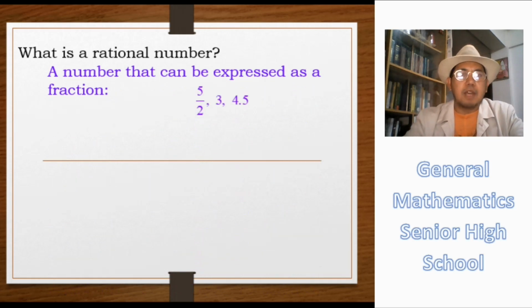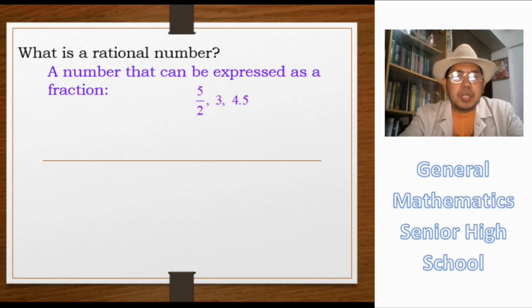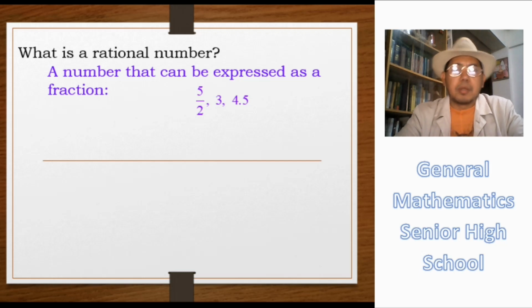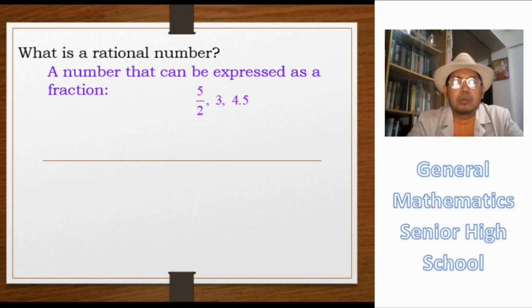Examples are 5 over 2, 3, or 4.5. Is 3 a fraction? Yes, that is the same as a fraction. Now what would be its denominator? The denominator of 3 is always 1, or the denominator of a whole number is always 1. Now what about the decimal number 4.5? Yes, that is still considered to be a fraction when we convert it into ratio form, which is the same as 4 and 1 half.